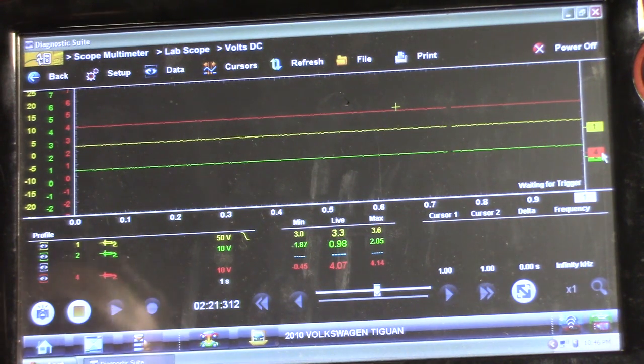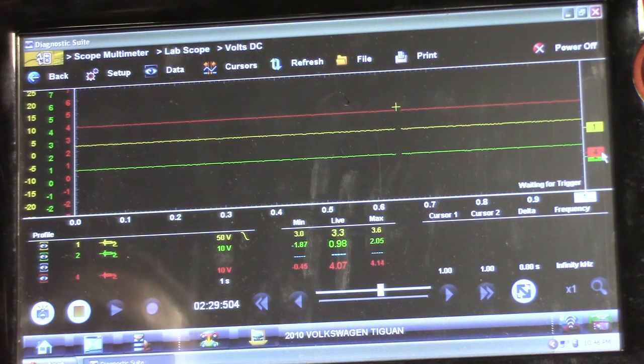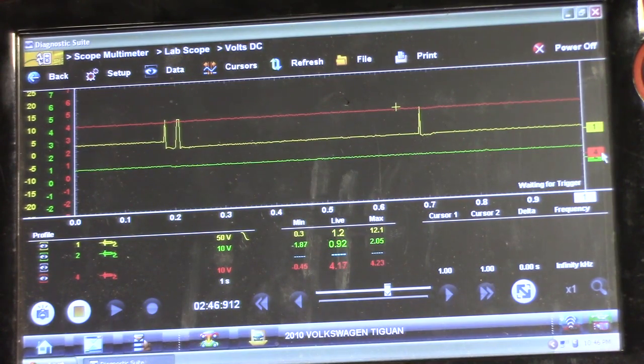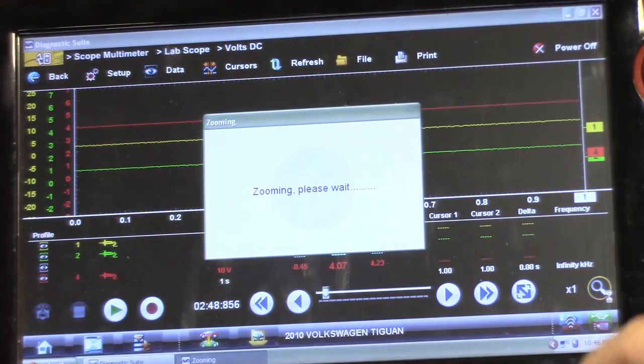So when hitting the pedal, this green and red channel should cross over each other because one is a 5-to-1, the other is a 1-to-5, and we should be able to see control from this throttle body, but we don't have any control using the pedal, so I'm just gonna have to cycle this key on. Key's off. Cycle the key on. We have control, and we'll stop that and go back.